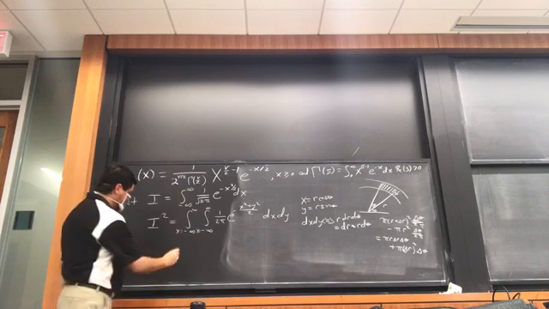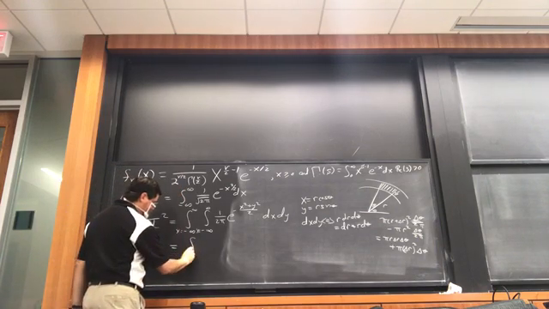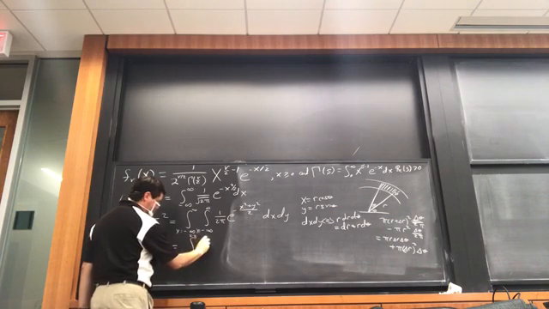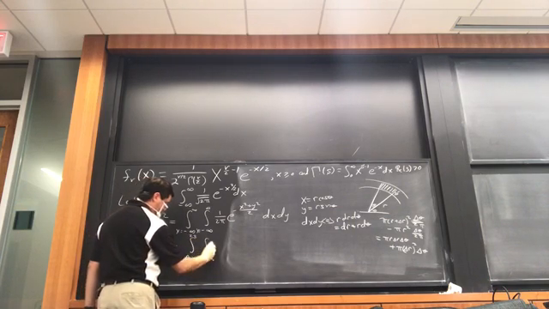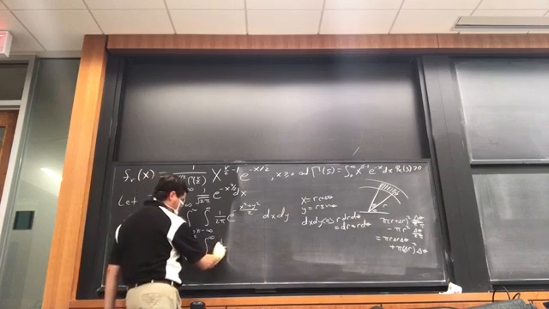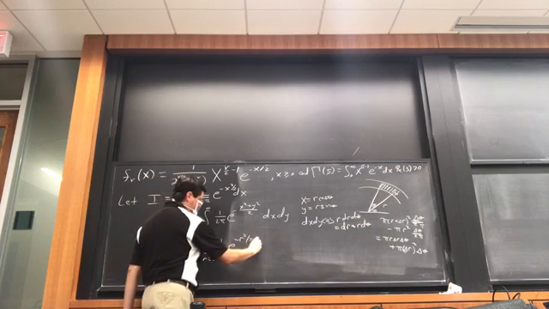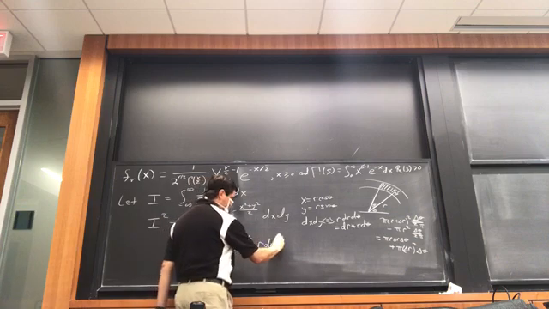And so going back to our integral, I squared is now just the integral theta goes from 0 to 2 pi, integral r goes from 0 to infinity of 1 over 2 pi e to the minus r squared over 2 r dr d theta.